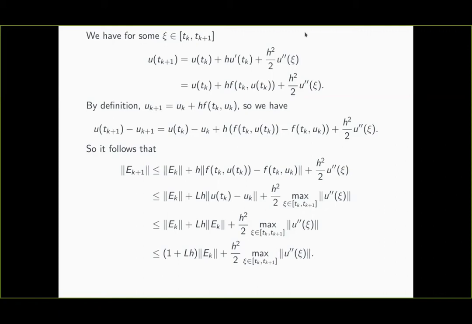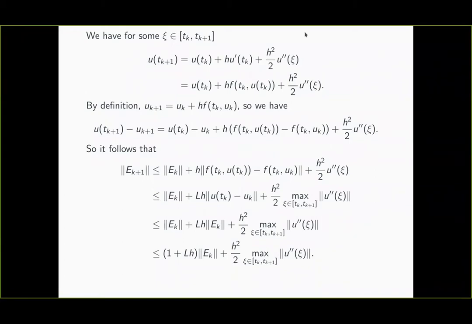So in the Euler method, we have that uk plus 1 is defined as uk plus h times f of tk, uk. So we've got a formula for u at time tk plus 1 and a formula for uk plus 1. And these two formulas look a bit similar. So now I take a look at the distance between u of tk plus 1 and uk plus 1. That's precisely the error that I want to approximate.